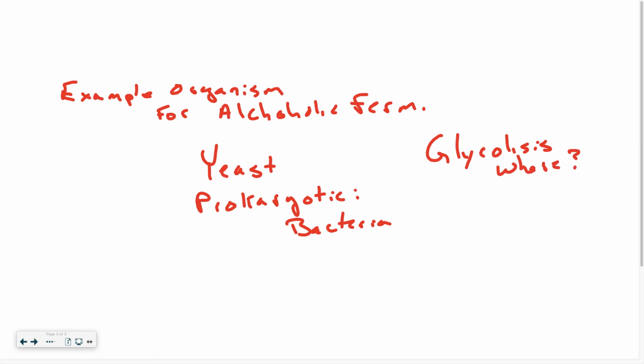Where does glycolysis occur? In the cytoplasm. Mitochondria are the place for most of respiration. Chloroplasts for photosynthesis. But glycolysis, that first step in respiration, only requires cytoplasm.